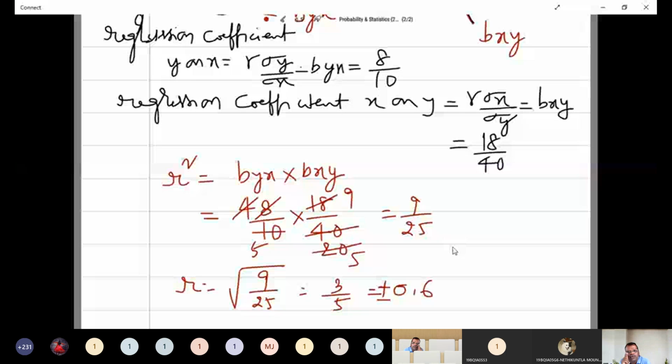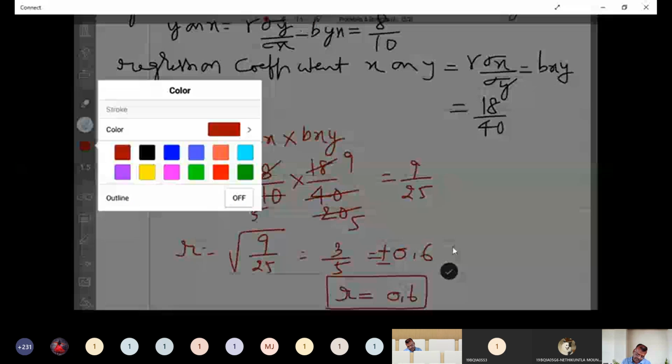Isn't it? Therefore, both are positive or both are negative. If both are positive, then r is positive. If both are negative, r is negative. Note down, simply note all of you. If both regression coefficients are positive, then correlation coefficient is positive. Therefore, r is equal to 0.6.